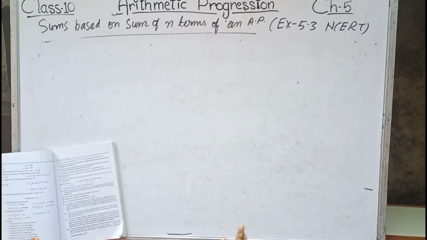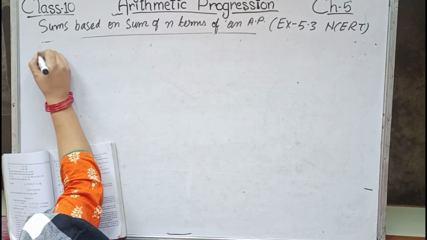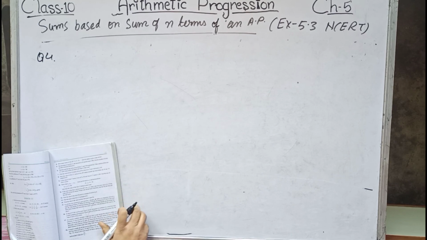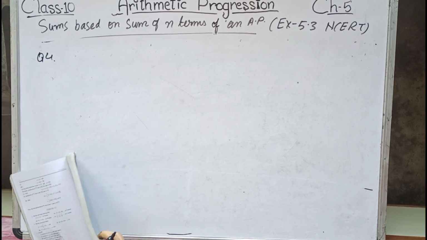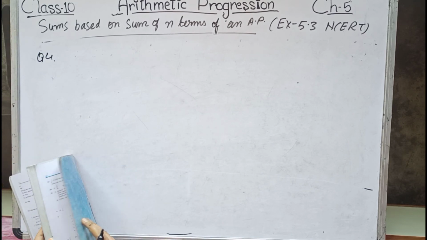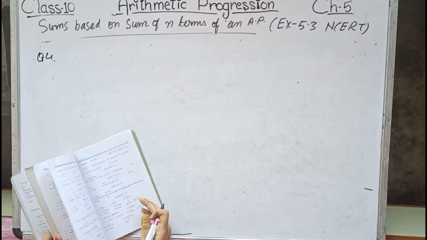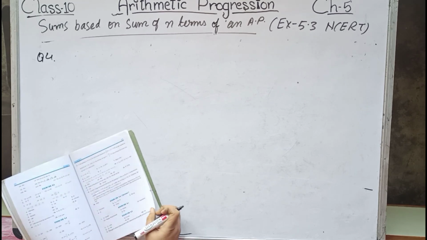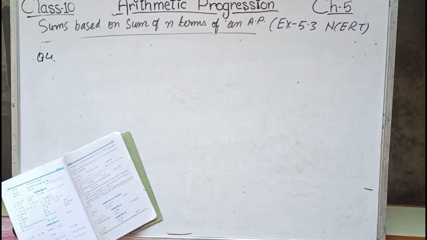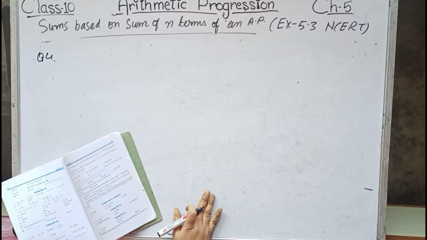Now question number 4. Let me once check the answer of 3 number 10. How much it came, that also I forgot. 5.3, 3 number 10. A equals 4.